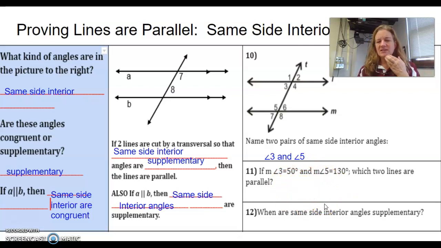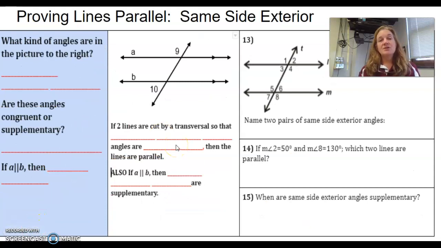Oh, I wanted you guys to do this next one. Okay, so when are same side interior angles supplementary, right? So I said the if part, if same side interior angles are supplementary, what has to be true? So you're going to write the second part of my statement here on the bottom. You're filling this in, number 11 and 12.